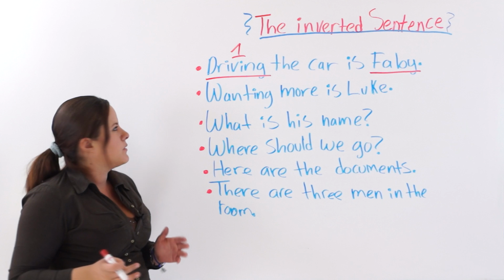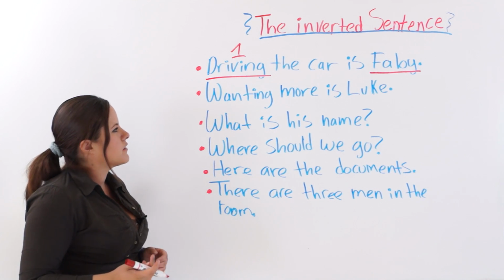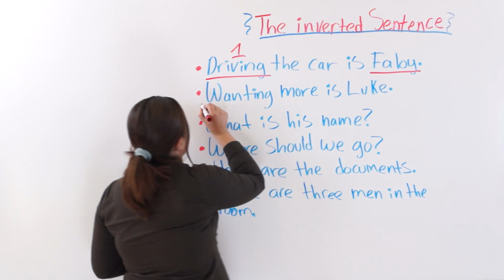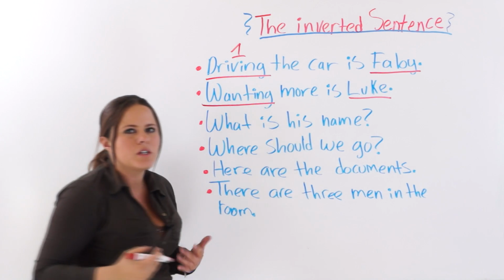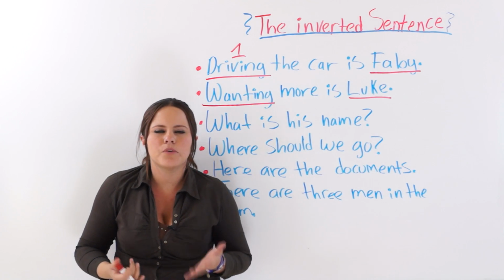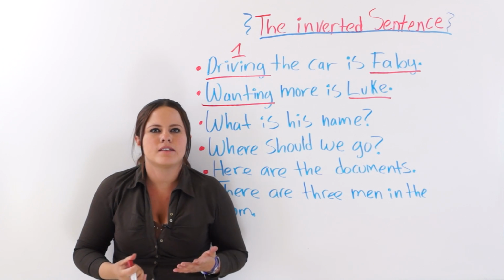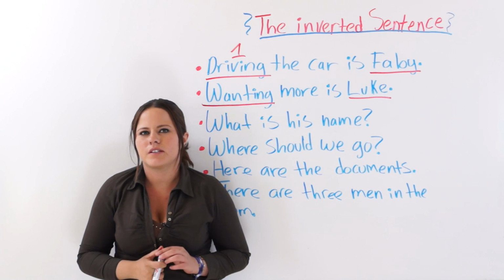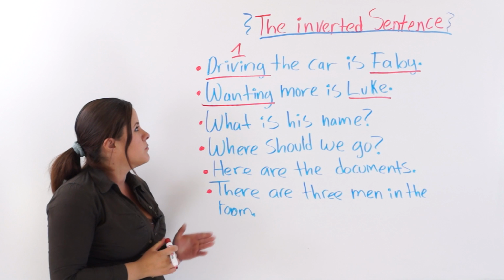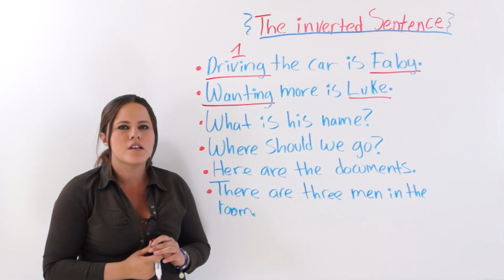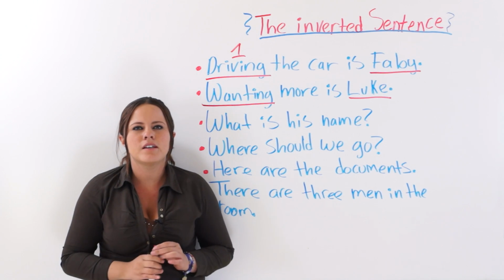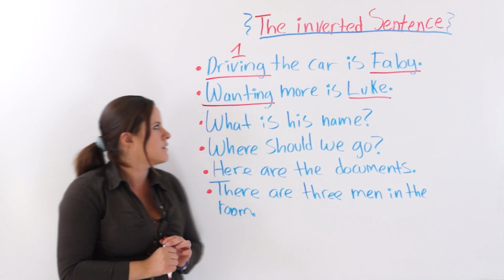Next example. Wanting more is Luke. Verb, subject at the end. And you will be wondering, why would I want to write a sentence in inverted order? You must know this inverted order structure of a sentence because it gives diversity to your writing.